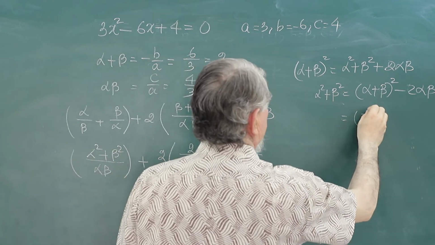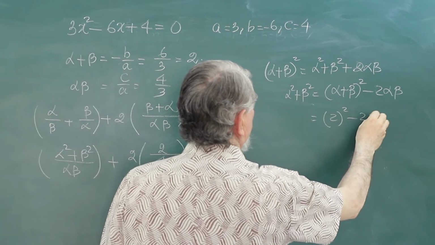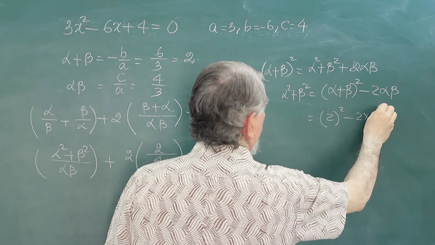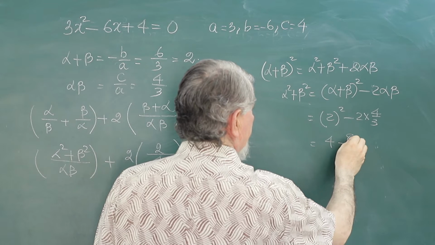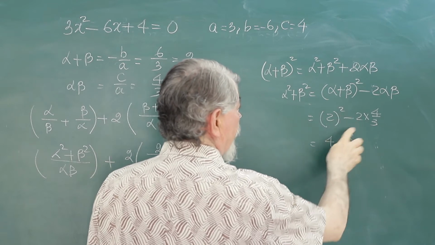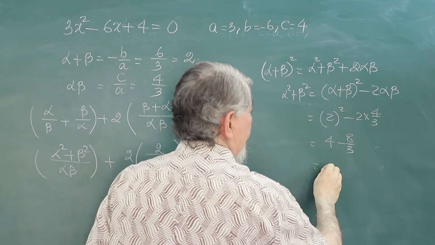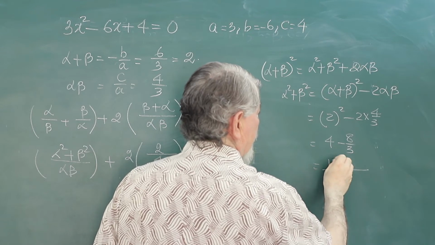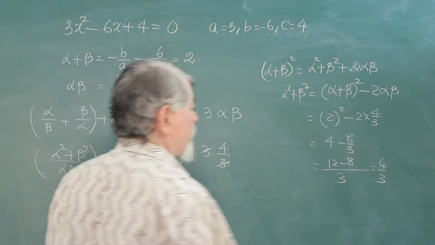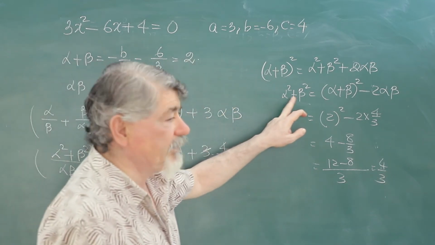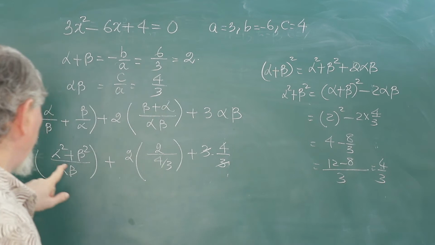So 2 whole square minus 2 into 4 upon 3. So it will be 4 minus 8 upon 3. 2 fours are 8 upon 3. I'll take 3 as LCM, 12 minus 8. So actually it will also come out to be 4 upon 3. So the value of alpha square plus beta square is 4 upon 3.